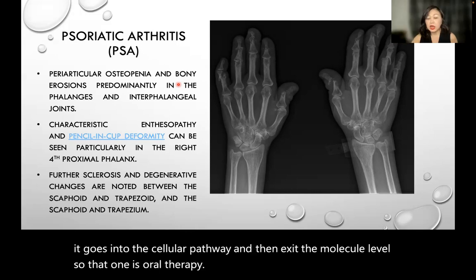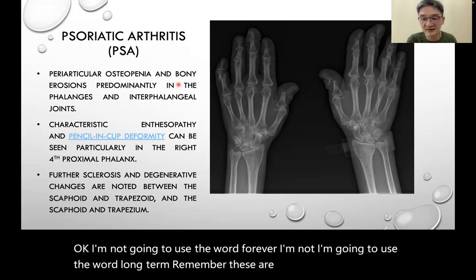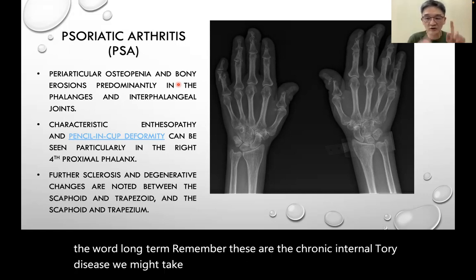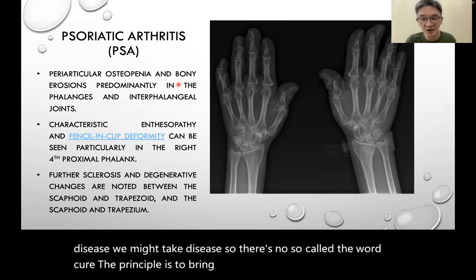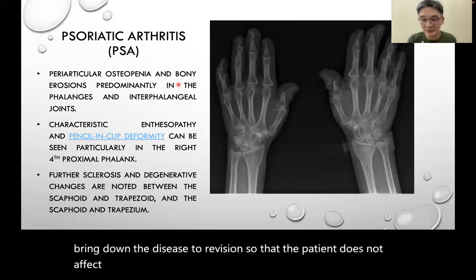And how long is this kind of treatment? Forever? Okay, I'm not going to use the word forever. I'm going to use the word long term. Remember, these are chronic inflammatory rheumatic diseases, so there's no word cure. The principle is to bring the disease to remission, treat to target, so that the patient does not experience inflammation, pain, structural damage, and can improve their quality of life.